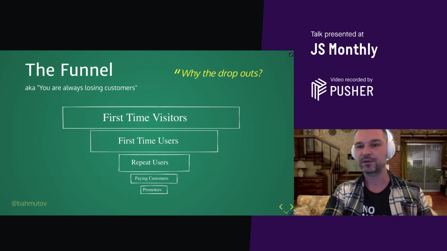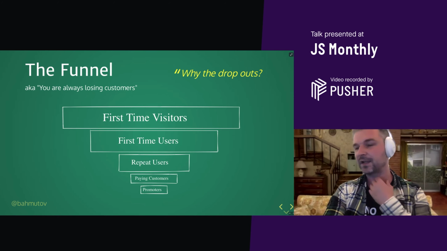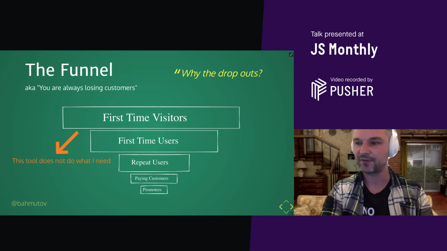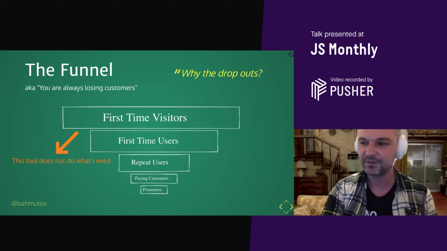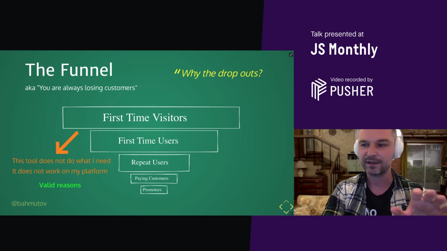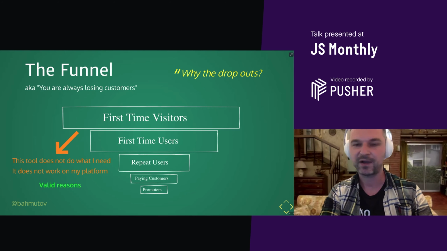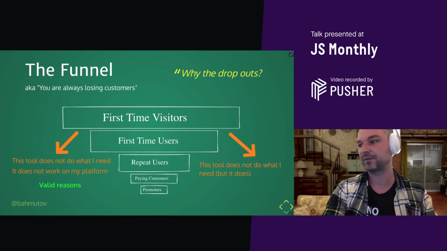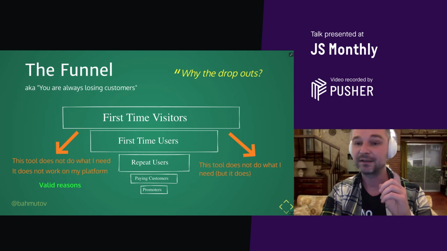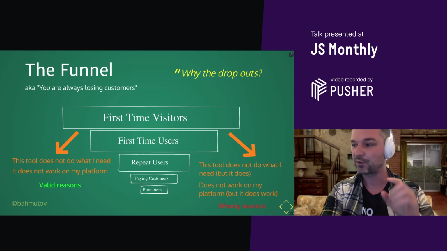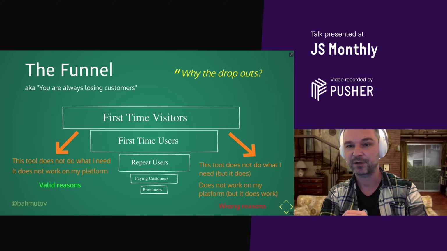Unfortunately, you always lose people through this funnel, right? They're dropping out. So I kind of think about people and why they drop out in 2 ways. For example, a first-time visitor comes in, says, this tool doesn't do what I need, maybe doesn't work on my operating system. So I consider those valid reasons. Yeah, it's fine to lose people who cannot run your tool. But maybe a user drops out because they say, this tool doesn't do what I need, but it does. Does not work on my platform, but it does work on their platform. So I consider those the wrong reasons to drop out.